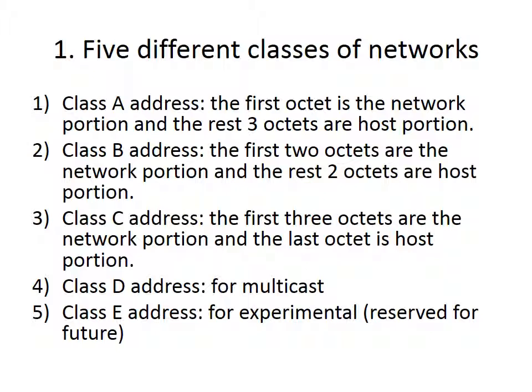In a Class A address, the first octet is the network portion and the remaining 3 octets are the host portion. In a Class B address, the first 2 octets are the network portion and the remaining 2 octets are the host portion. In a Class C address, the first 3 octets are the network portion and the last octet is the host portion. Class D addresses are for multicast. Class E addresses are experimental and reserved for the future.